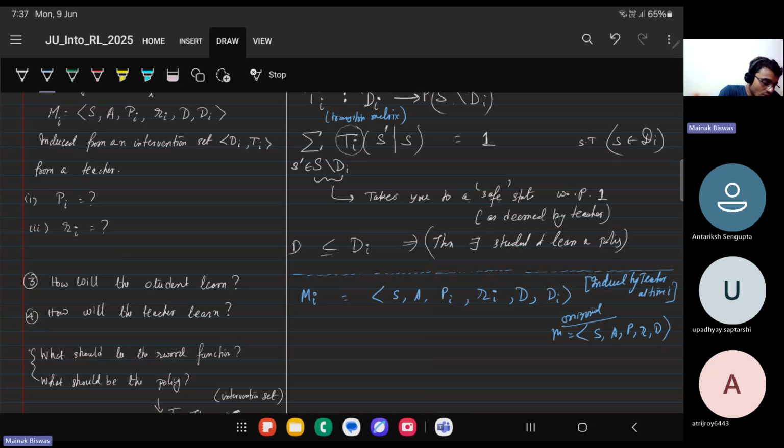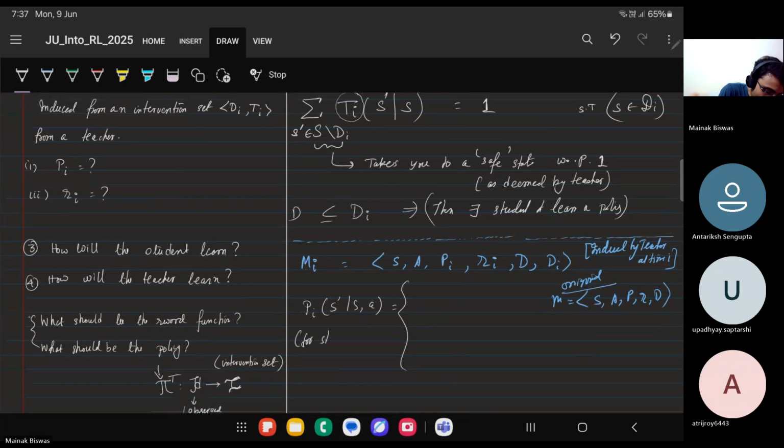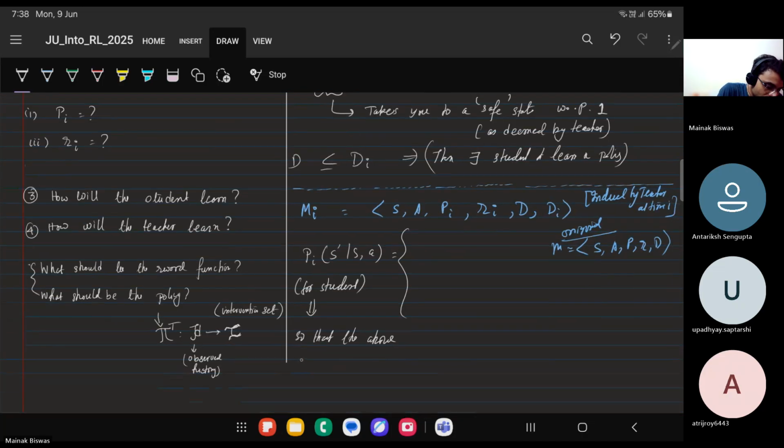So now you have to tell me, for this environment, what should be P_i of s' given s, a for the student, so that the above intervention set T_i is validated.